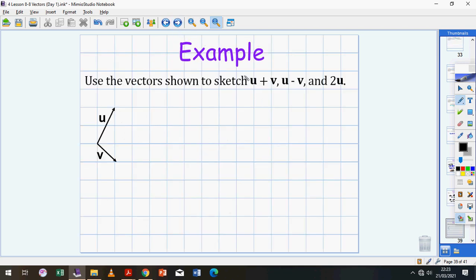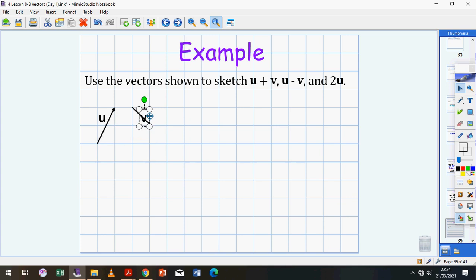Use the vectors shown to sketch u plus v, u minus v, and 2u. Remember head to tail addition. Pick the tail of one and put it on the head of the other, or the other way around. Now I'm going to break this apart and show that this vector here is u, and this vector here is v. I'm going to put it here on its own, just so we can see what it's about and work with it better.